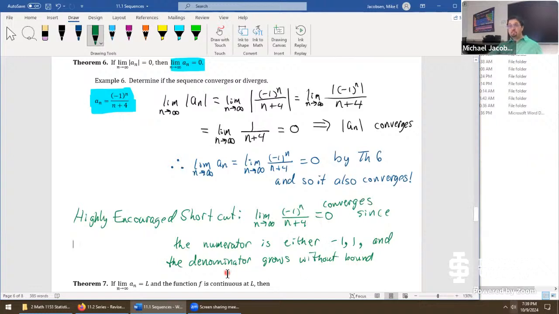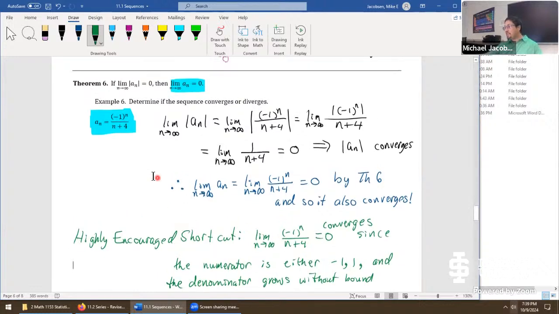The rest of the explanation is mainly for the notes. You wouldn't have to say that each and every time you took a shortcut like that. So that's the major content of theorem 6. It says if something converges absolutely, the original sequence also converges. Any questions at the moment?